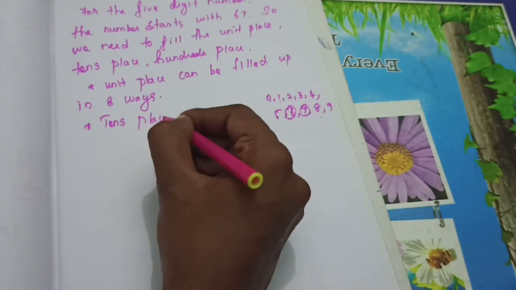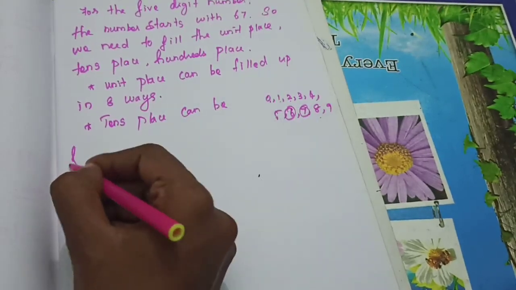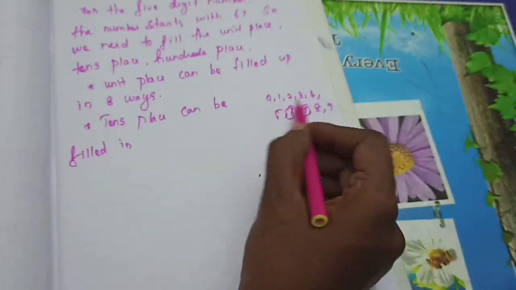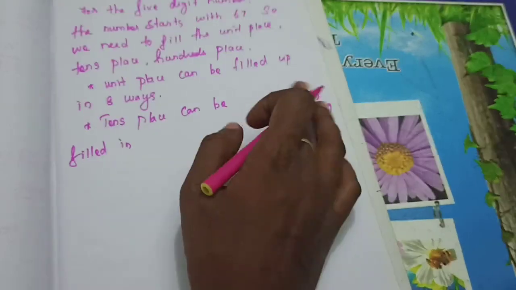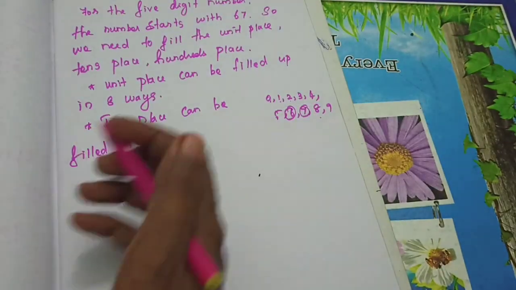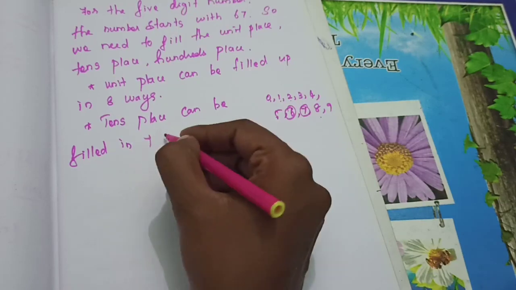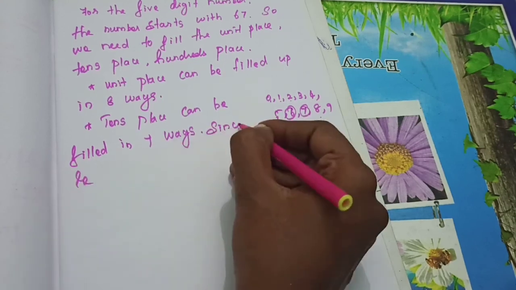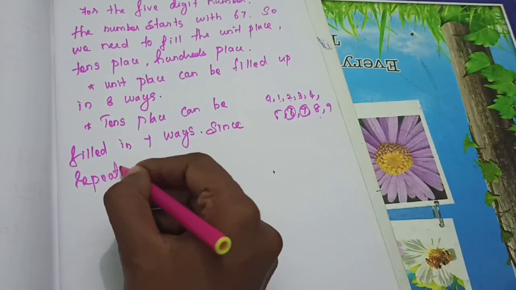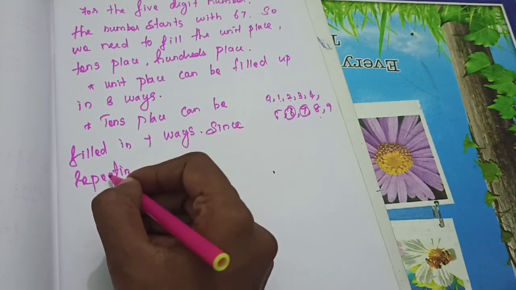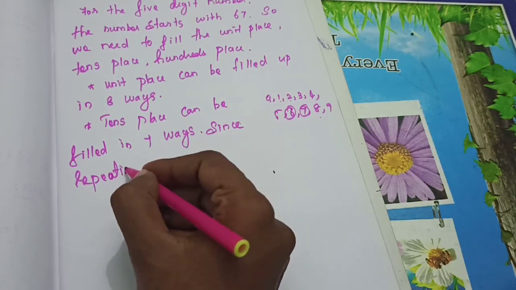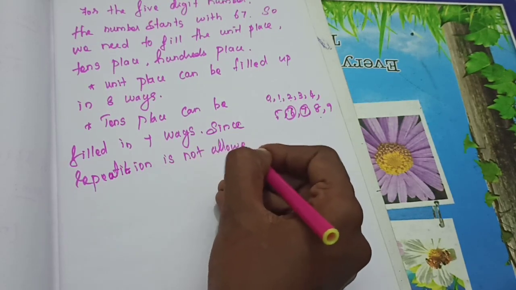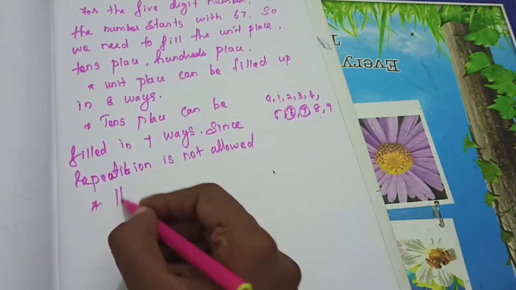Then next we need to fill tens digit. So tens place can be filled in how many ways? Already I explained in examples. Here 8 ways they filled means from the 8 numbers any one number I have chosen. So remaining numbers I can fill with 7 ways, since repetition is not allowed. That's very very important. Repetition not allowed. Then which digit? Hundreds digit.